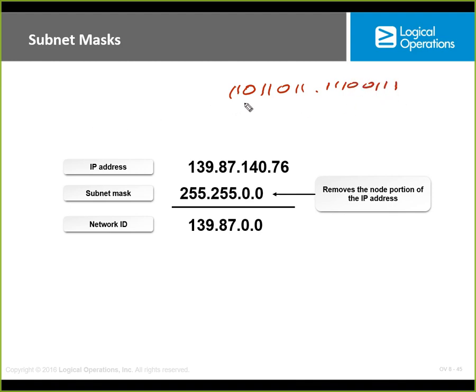The subnet mask, this is going to be the host portion. Subnet mask 255. 255 is going to be all ones. You can add those up. You can trust me on that.